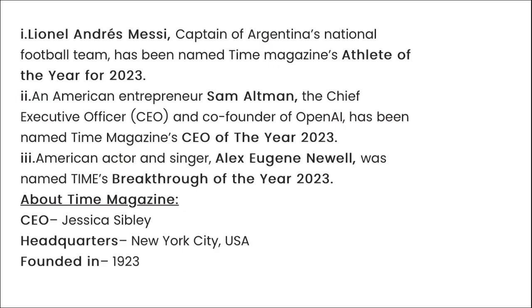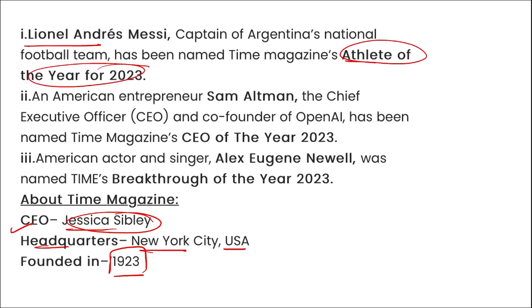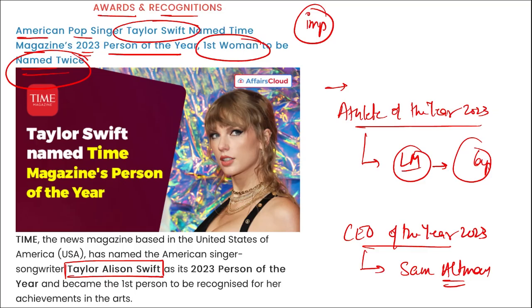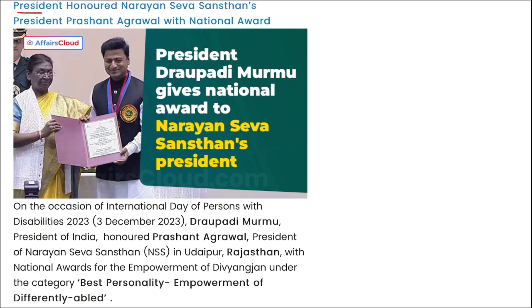If we talk about Time Magazine, Jessica Sibley is the CEO, headquartered in New York, USA, and it was founded in 1923. So coming back, Lionel Messi named as the Athlete of the Year, Sam Altman named as the CEO of the Year, and remember, American actor-singer Alex Eugene Newell was named as the Times Breakthrough of the Year 2023. And the important one, who has been named as the Time Magazine's Person of the Year 2023, she will be Taylor Swift. Moving on, President honored Narayan Seva Sansthan's President Prashant Agrawal with the National Award.